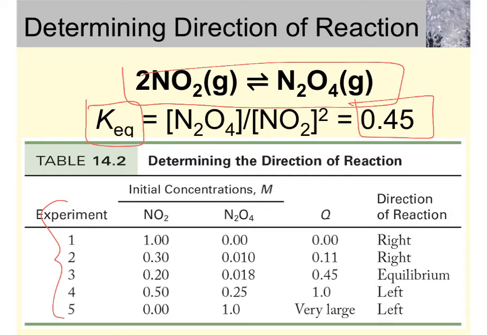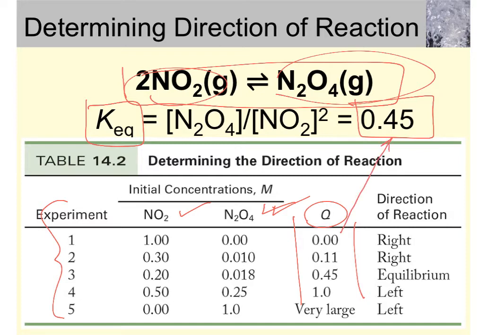Then somebody ran an experiment and they monitored the concentrations of the reactant and product and went ahead and calculated Q for you. And remember, what you're going to do is always compare Q to K and then decide which way the reaction needs to shift in order to reach equilibrium. So go through this and make sure that you could predict these on your own without this column being there.